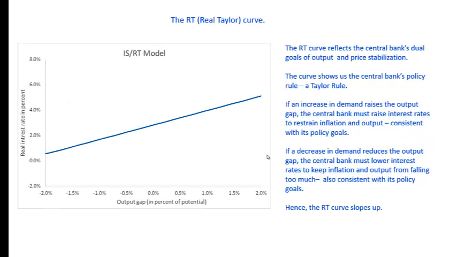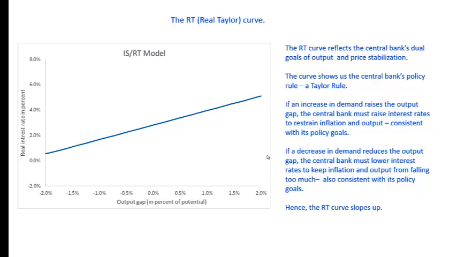Now the RT curve, or real Taylor curve, reflects the central bank's dual goals to stabilize both prices and output. Put differently, the curve shows us what the central bank will do if it stays on its policy rule, what we sometimes call a Taylor rule. If we have an increase in the output gap that reflects an increase in aggregate demand, the central bank must raise interest rates. Here, its goal is to keep demand and inflation from rising too much, and this is consistent with its broader goals of output and price stabilization.